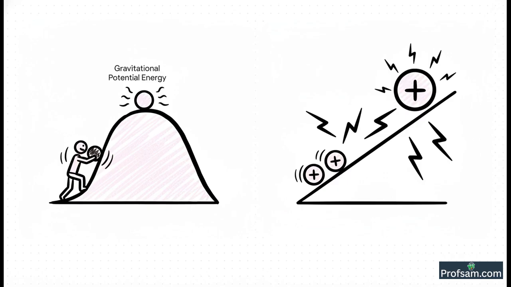Simple enough. Now, look at the right side. This is our electric hill. It's the exact same idea. Here, you do work to push a positive charge towards another positive charge. You're fighting against the repulsion force. And guess what? Just like with the real hill, the work you do gets stored. But this time we call it electrostatic potential energy. See, it's the same logic.